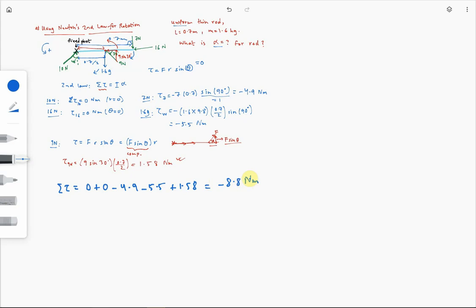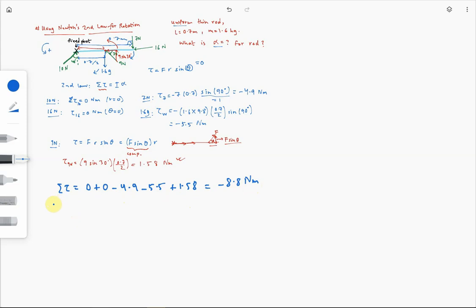A fun fact here: Newton meters, if you think about it, is the same unit as work. Work was defined to be force times distance. This unit also signifies force times distance. However, torque is a completely different thing than work. Even though its units are the same, torque you cannot write as joules, okay? Torque's unit is just Newton meters. It's a funny little conundrum in physics.